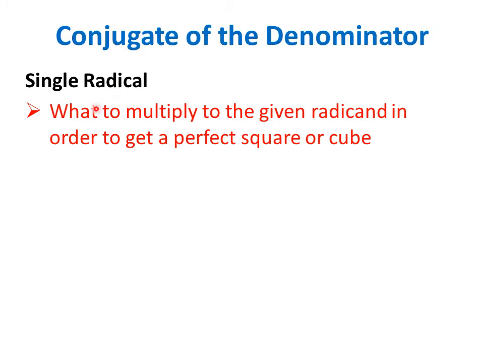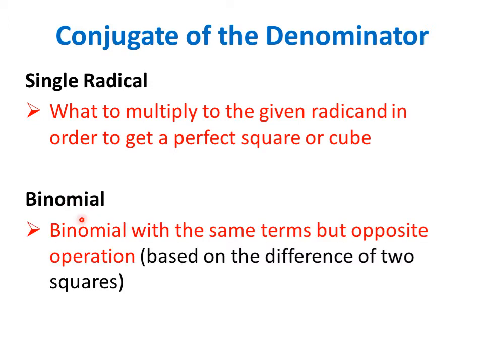Now, how do we get the conjugate of the denominator? If the denominator is a single radical, the conjugate is whatever we have to multiply to the given radicand in order to get a perfect square or cube. If the given denominator is a binomial, the conjugate is a binomial with the same terms but opposite operation.